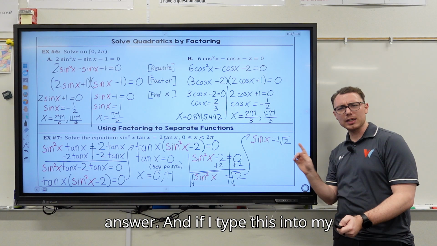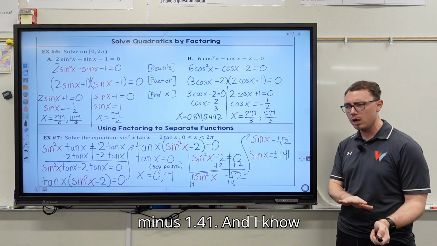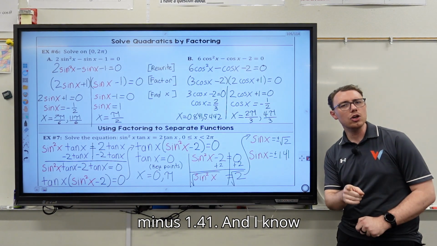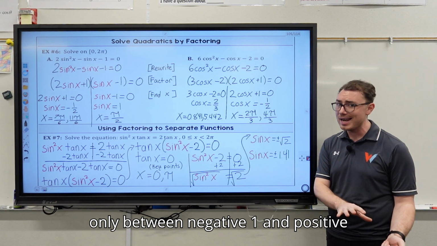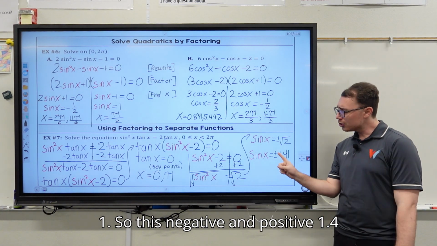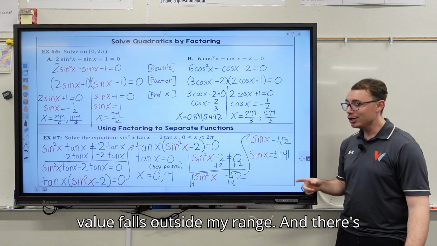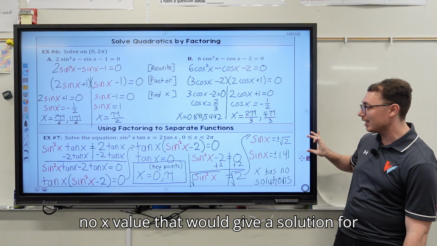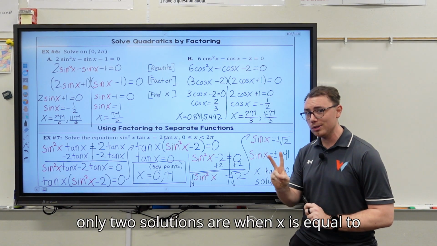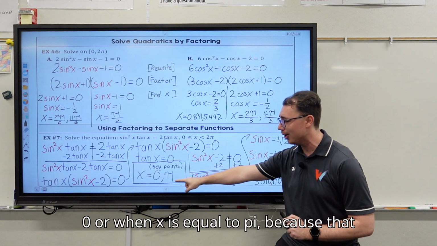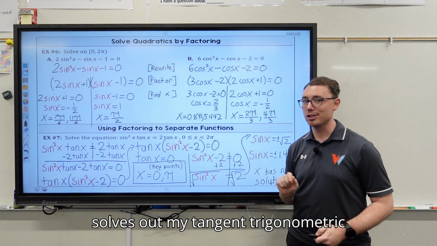And if I type this into my calculator, I end up getting sine of x is equal to plus or minus 1.41. And I know that the range for my sine of x here is only between -1 and +1. So this negative and positive 1.4 value falls outside my range, and there's no x value that would give a solution for this side of my quadratic equation. My only two solutions are when x is equal to 0 or when x is equal to pi, because that solves out my tangent trigonometric equation.